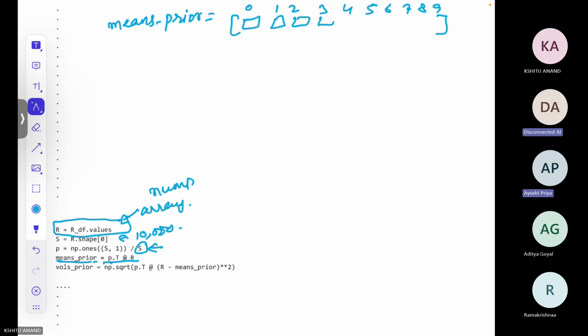Yes, sir. This seems like kind of like the Markowitz analysis. Could you please repeat? This kind of seems like the Markowitz analysis.